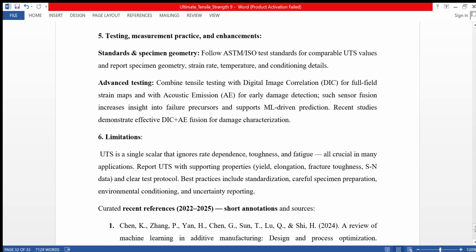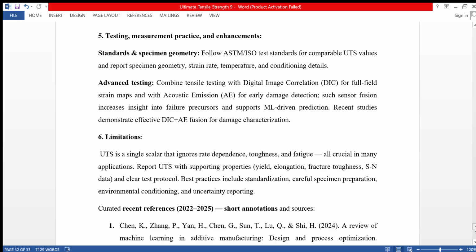Testing and measurement, practice and enhancement. Standards and specimen geometry: follow ASTM or ISO test standards for comparable UTS values and report specimen geometry, strain rate, temperature and conditioning details. Advanced testing combines tensile tests with digital image correlation for full-field strain maps and with acoustic emission for early damage detection, and such sensors can increase insight into failure precursors and support ML-driven prediction. Recent studies demonstrate effective DIC plus AE fusion for damage characterization.